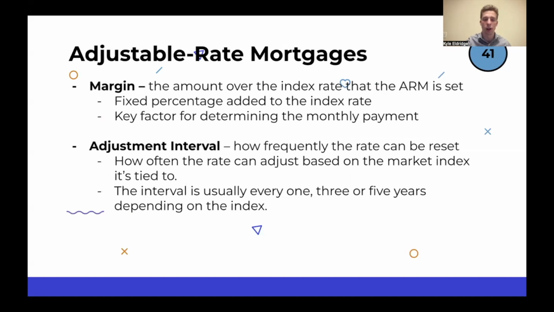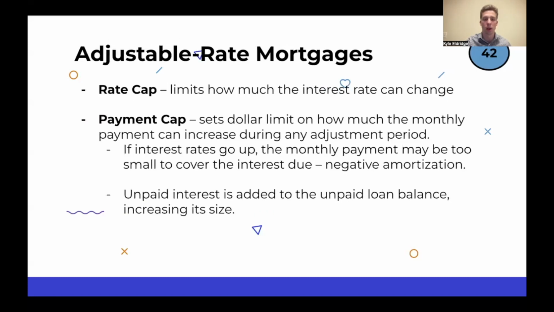It is a fixed percentage added to the index rate, which is a key factor for determining the monthly payment. The adjustment interval is how frequently the rate can be reset, how often the rate can adjust based on the market index it's tied to. The interval is usually every 1, 3, or 5 years, depending on the index. The rate cap limits how much the interest rate can change or go up by. The payment cap sets a dollar amount limit on how much the monthly payment can increase during an adjustment period.